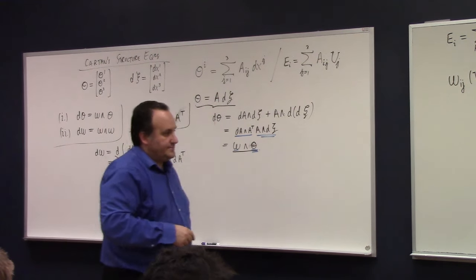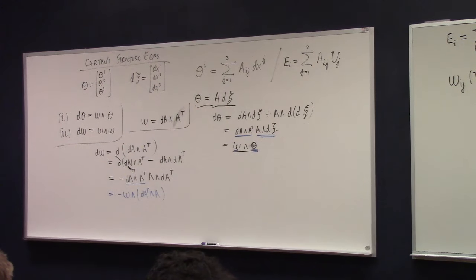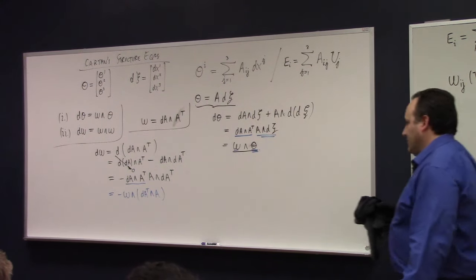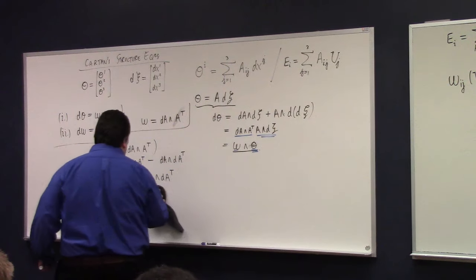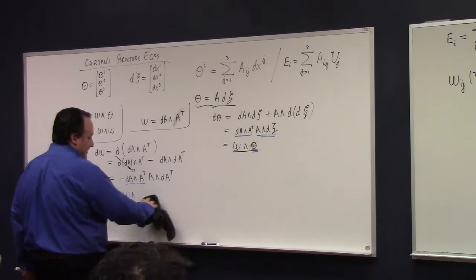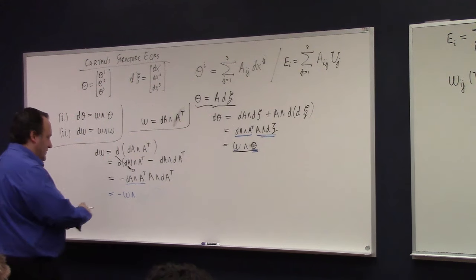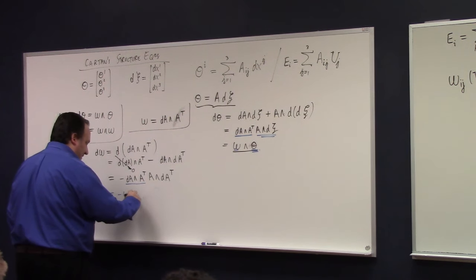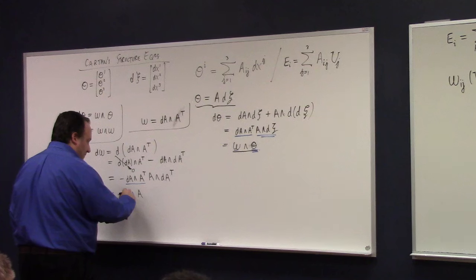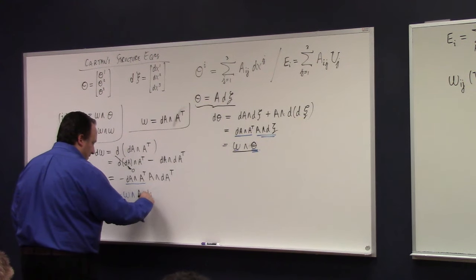Where's the omega coming from? Oh, okay, cool. Yep. So, let me just think about this for a second. I've got A wedge dA transpose. All right, great.